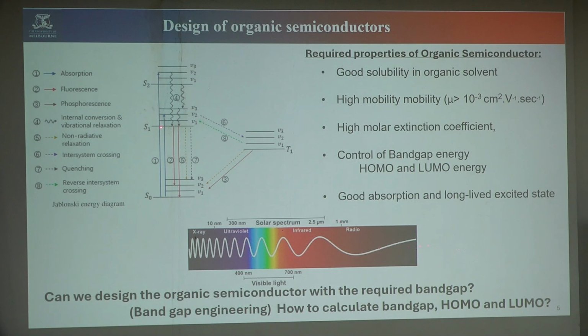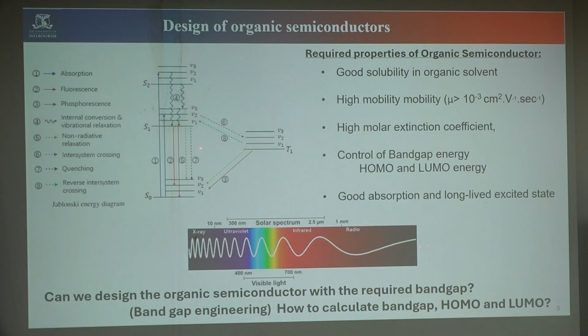Sometimes it goes through intersystem crossing to the triplet state. You know what a singlet state is: the spins, minus and plus, become 0. But in the triplet state, the spin is 1, the spin turns around. So it goes to the triplet state, then comes back to the ground state. This is called phosphorescence. Phosphorescence is nothing but a delayed fluorescence, something like that. Again, this is intersystem crossing, and this type of process is quenching.